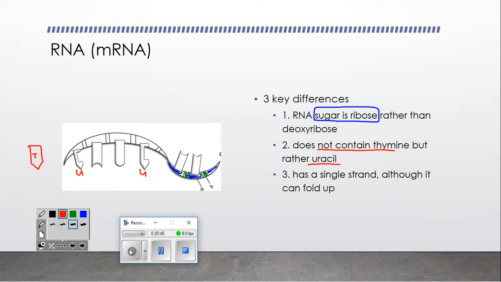So when I look at the bases that RNA has, RNA would be made up of A, U, C, and G, whereas DNA was made up of A, T, C, and G. Because we've taken away thymine and replaced it with uracil, A and U are complementary in RNA.